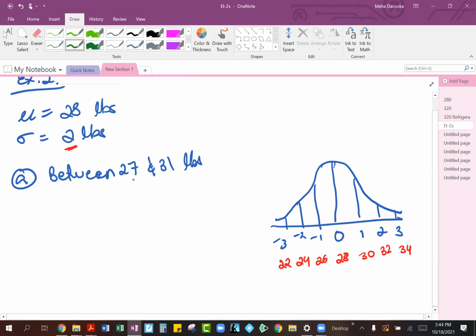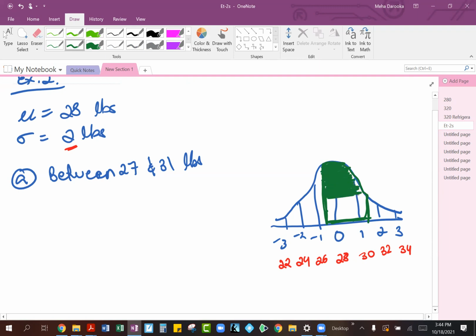And then they told us between 27 and 31. So you can see 27 is less than our mean. It's going to be right here in the middle of 26 and 28. So 27 is going to be right here. 31, as you can see, again, is going to be between 30 and 32. So halfway between 1 and 2 standard deviations. So this is the area we are looking at. So it goes below the mean and it goes above the mean.